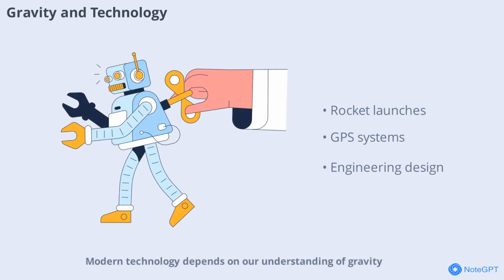Modern technology depends on our understanding of gravity. From launching rockets to predicting satellite orbits, gravity is a key factor. Technologies like GPS require precise calculations that account for gravitational effects. Even roller coasters and elevators are designed with gravity in mind. Mastering gravity allows us to build safer, more efficient machines and explore beyond our planet.